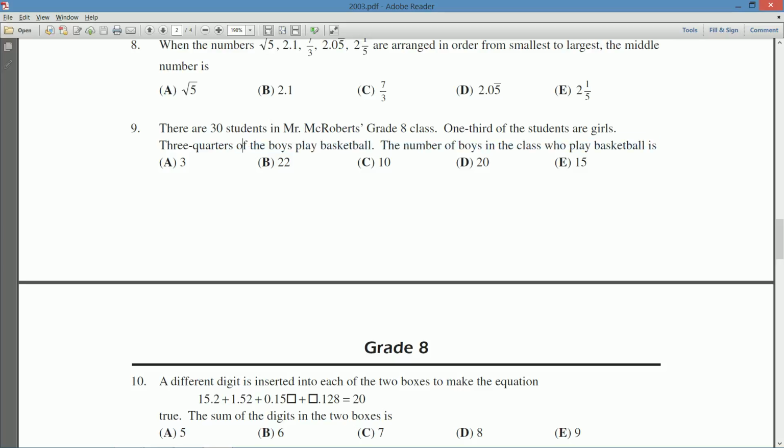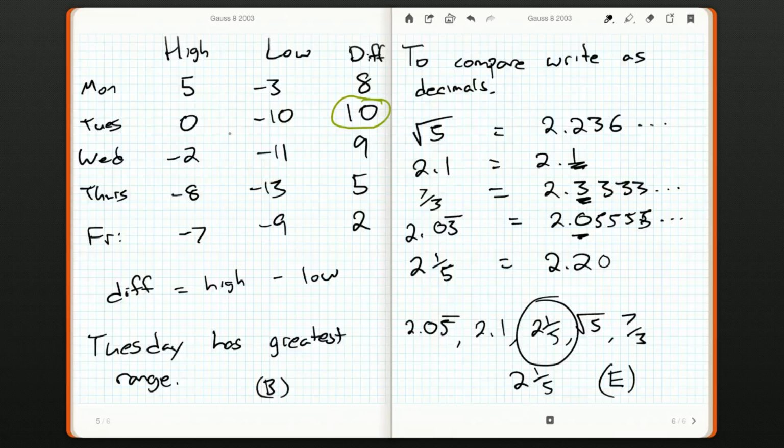So right now we're given some fractions in terms of how many students are girls and how many of the boys, of the total boys, play basketball. We want an actual number here. So let's work some of this stuff out. Students are either boys or girls. If 1/3 of the students are girls, we can calculate that because there are 30 students. So 1/3 of 30 should be the number of girls, and the students left over should be the boys.